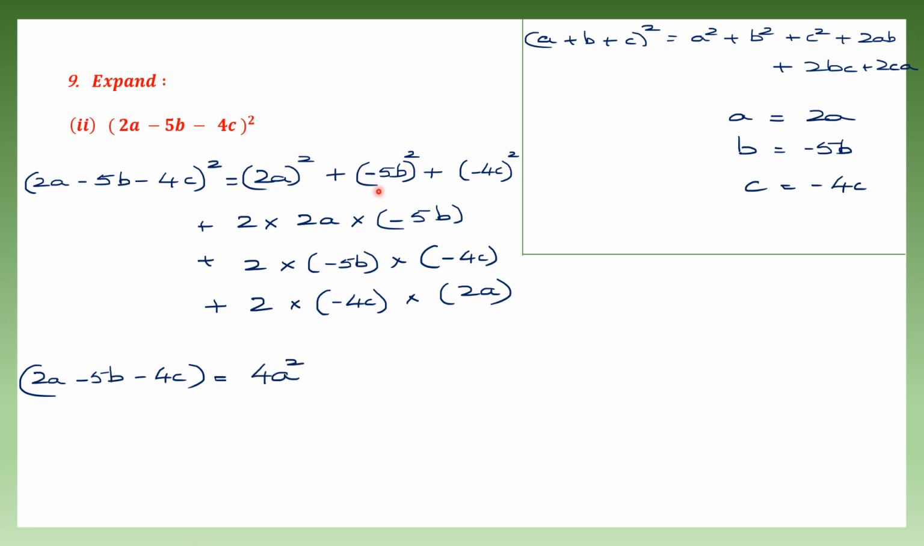Let's go to the next one. Minus 5 into minus 5 is plus 25. Plus 25. B into b is b square. Let's go to the next one. Plus, and here we have minus 4c the whole square. That is minus 4 into minus 4 is plus 16 and c into c is c square.